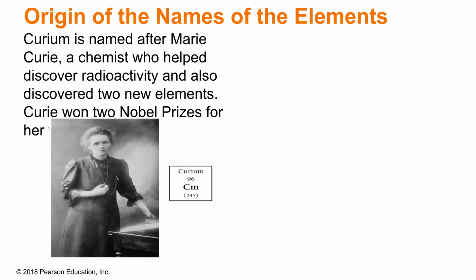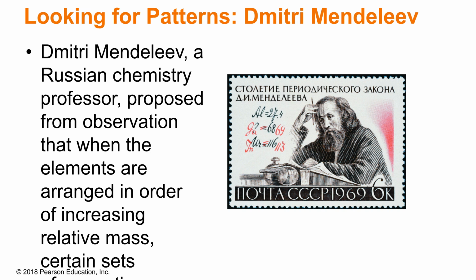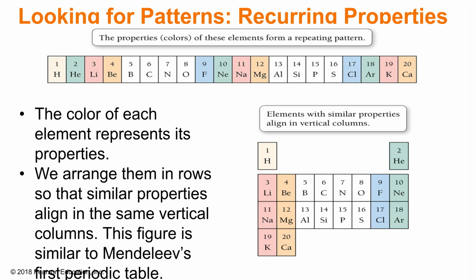For instance, curium is named after Marie Curie, honoring her groundbreaking work. Bromine, meanwhile, takes its name from the Greek word for stench, referring to its strong-smelling vapor. Dmitry Mendeleev, a Russian chemistry professor, observed that when elements are arranged by relative mass, their properties recur periodically. This pattern allows us to group elements in vertical columns based on similar properties. Mendeleev's arrangement was the foundation for the modern periodic table.